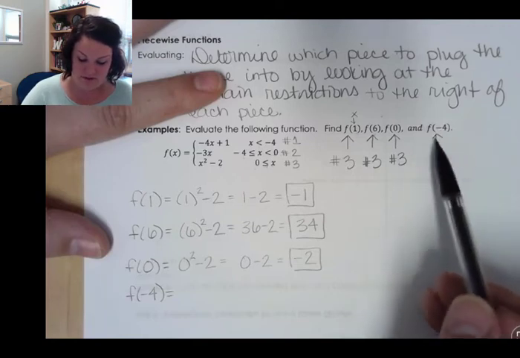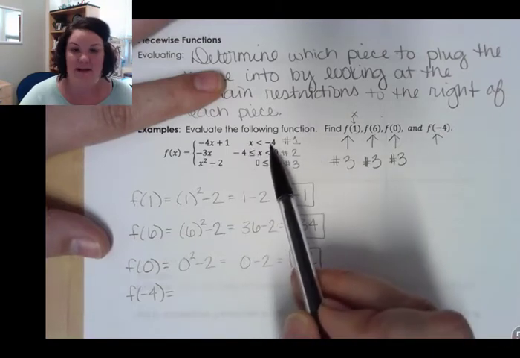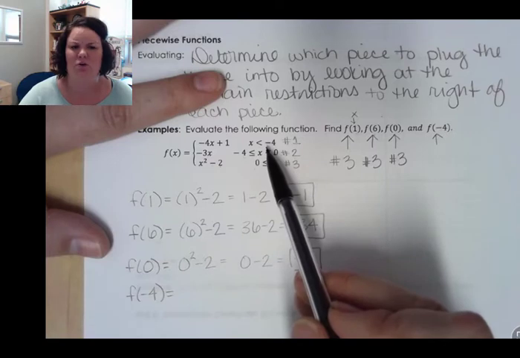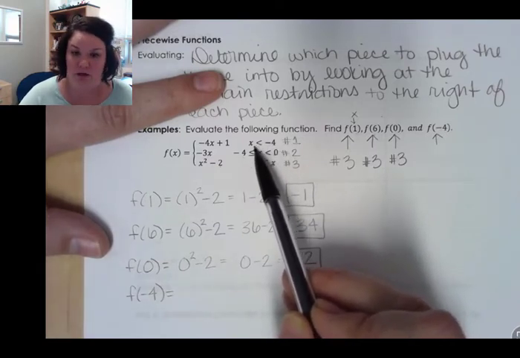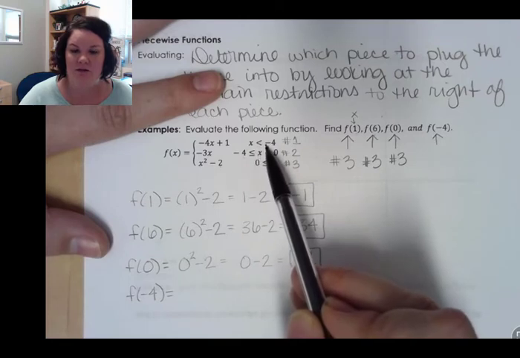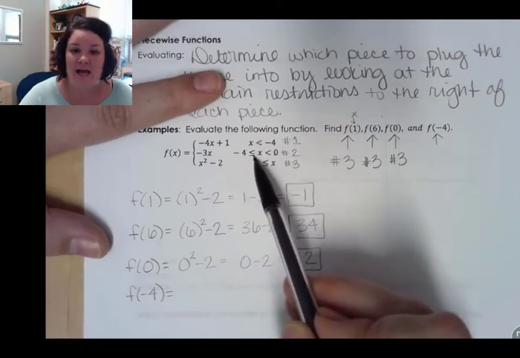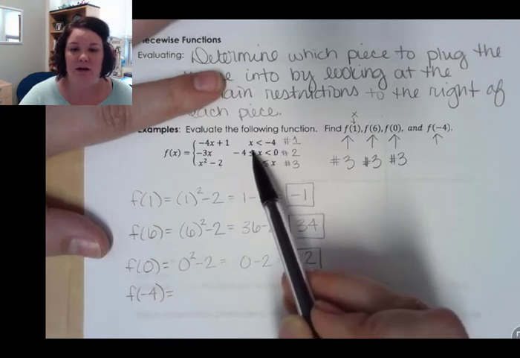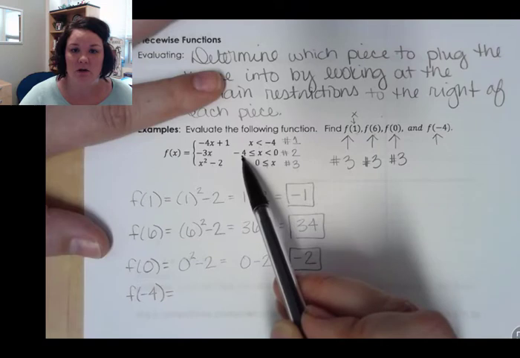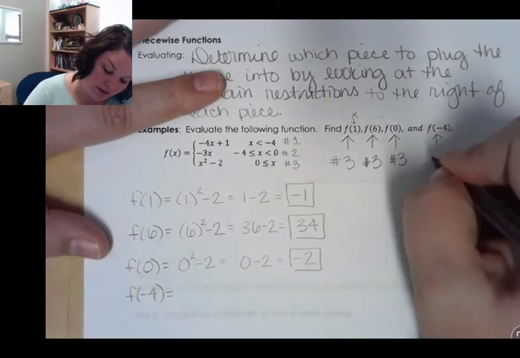I lost my place. All right. So is -4 less than -4? Well, no, it's not. It's equal to -4, but this does not include the equal to bar. So I can't use that one. So then I look at this one. This one has a -4, and notice it has the equal to bar. So this is for x's that are greater than or equal to -4, but still less than 0. So this is the one I'm going to plug this one into.